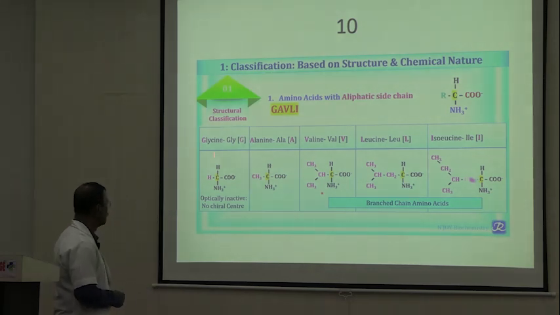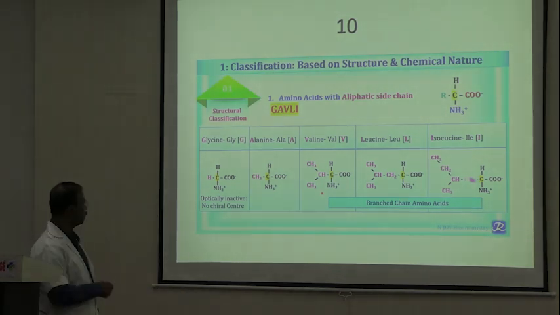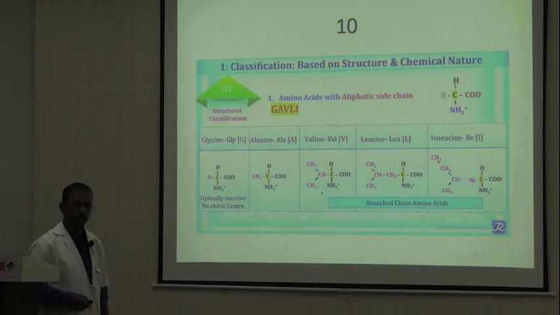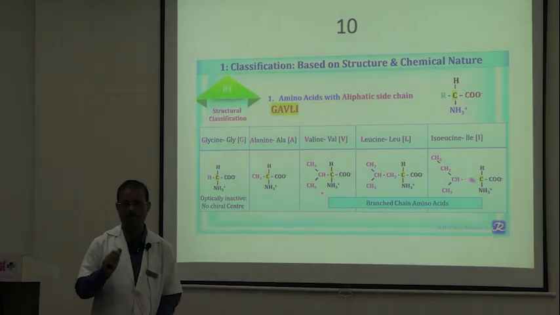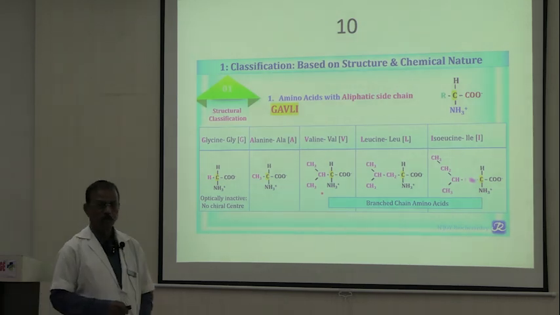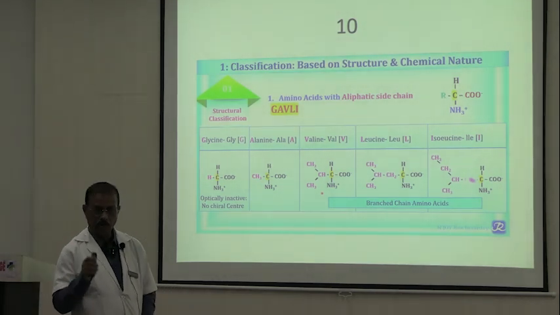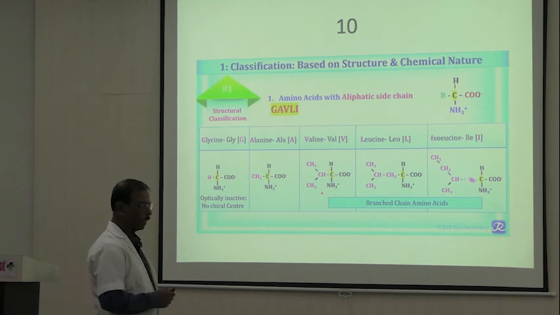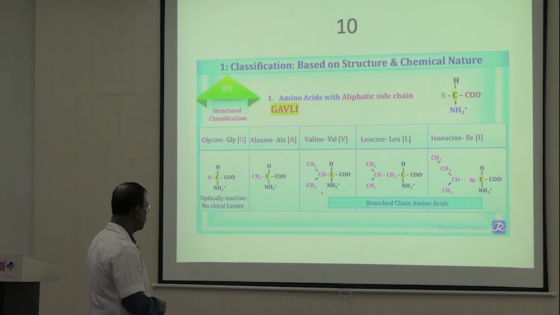This is the structure of glycine. Now one thing you note here, this carbon, the 4 groups attached are not all different. Amine group is there, carboxyl group is there, and the rest 2 are hydrogen. So this is not a chiral carbon, and glycine will not have an optical isomer. That's why it is optically inactive and does not have a chiral center.